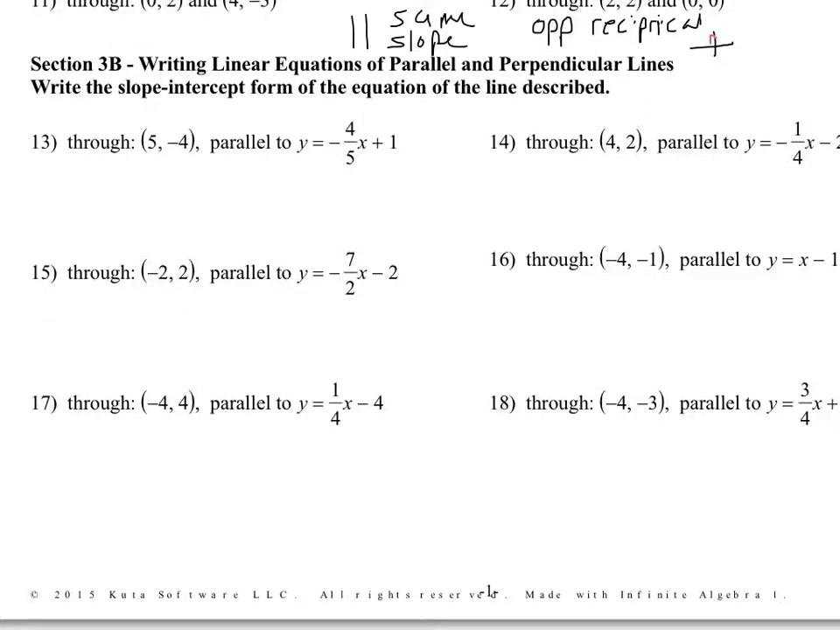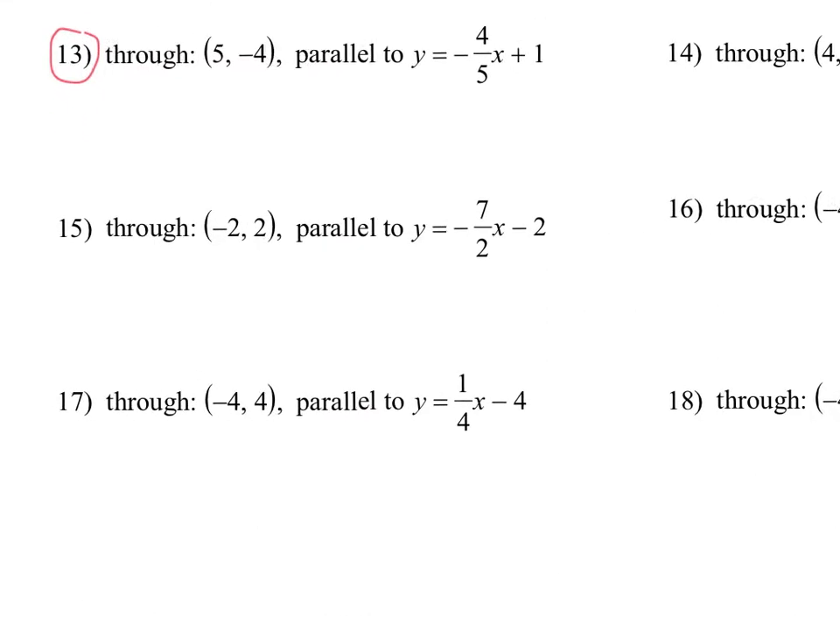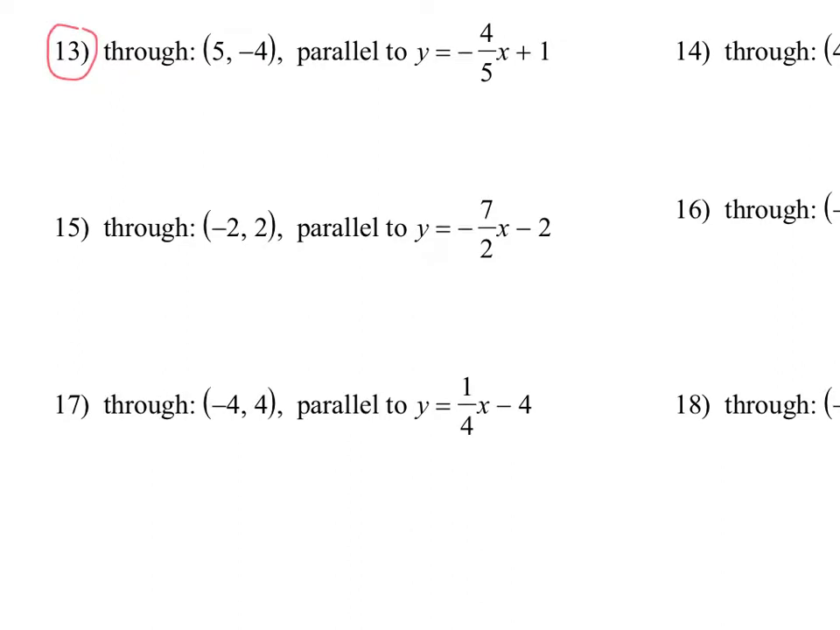So here we're asked to find, in number 13, a line that goes through this coordinate and is parallel to that equation. Now our answer has to be in slope-intercept form. So we have y equals mx plus b. We're going to use point slope to help us write that equation out.